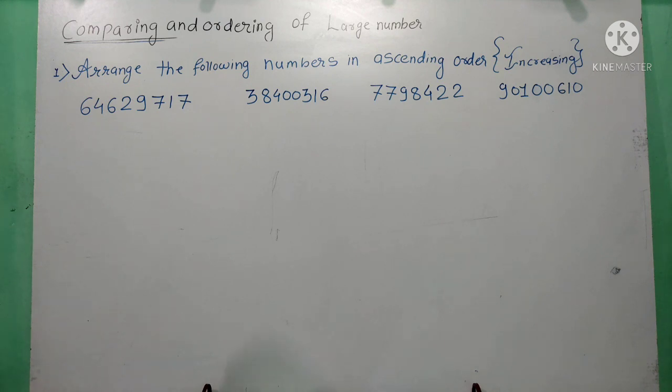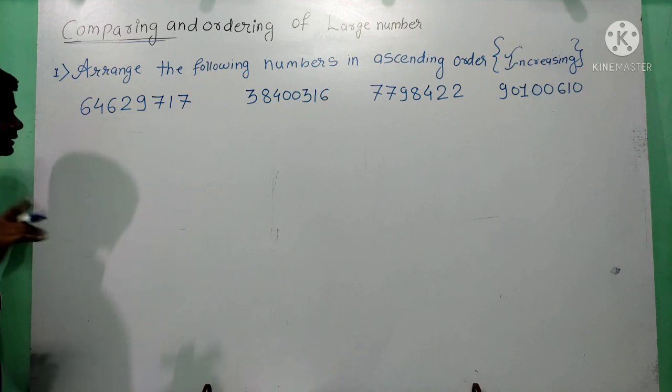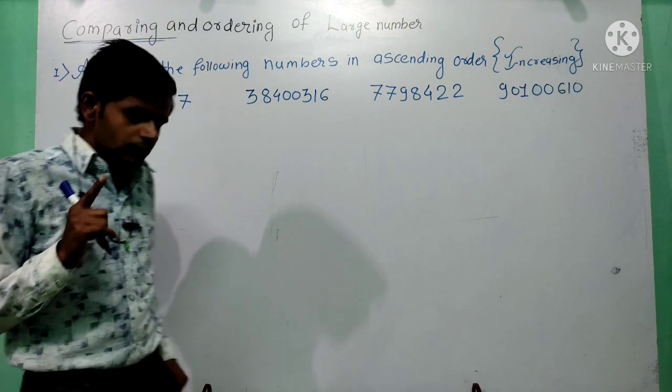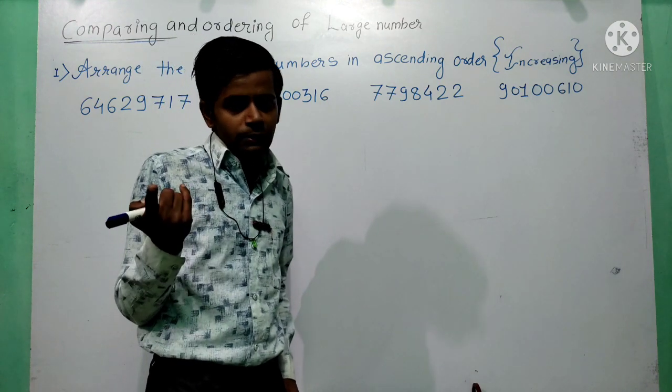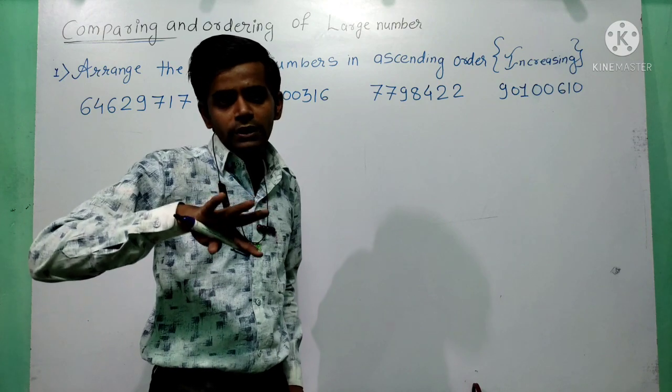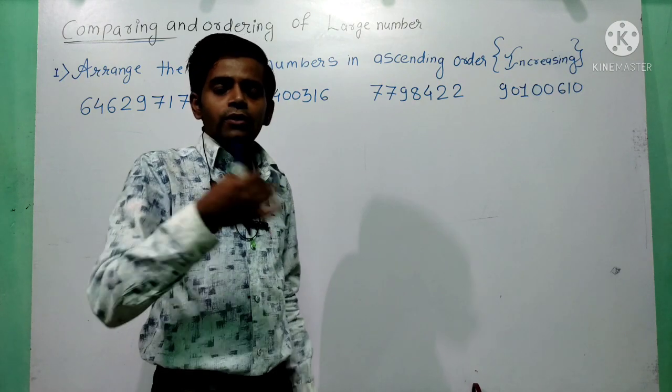ठीक है, here we have only four numbers, so it is so simple. ठीक है, so we have to follow the two rules. The first one is number having more number of digits will be greater, and the second is if the numbers have equal number of digits, we have to start comparing from the largest place.